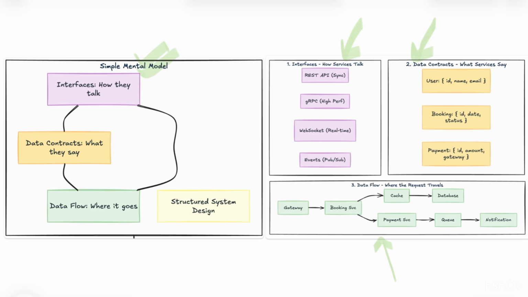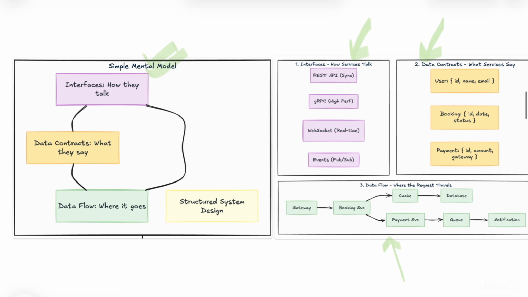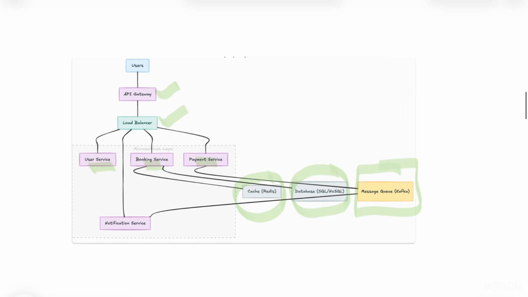While the data contract is what they say, basically the things they return. For example, in this user, the ID, email, name, this is returned. And the data flow is where the message goes. In this, we can clearly see that the gateway sends message to booking service to cache and DB, and payment service to queue, which then triggers the notification system, as we have seen here as well.